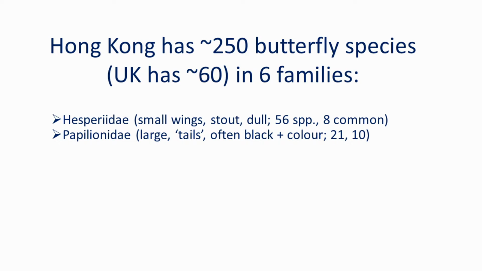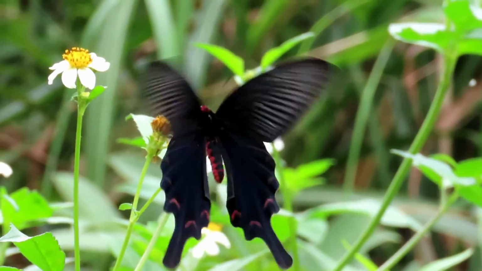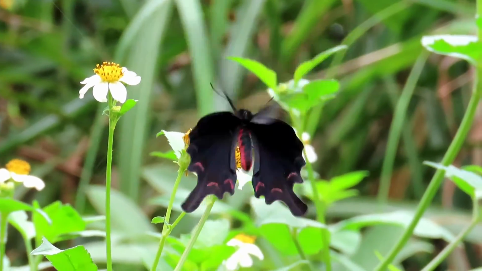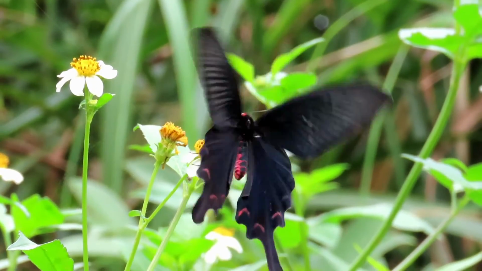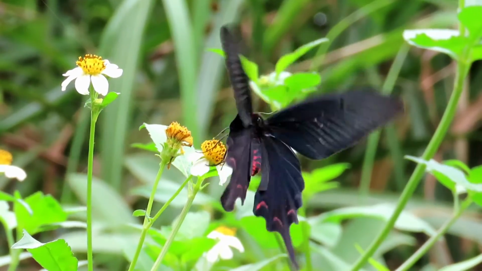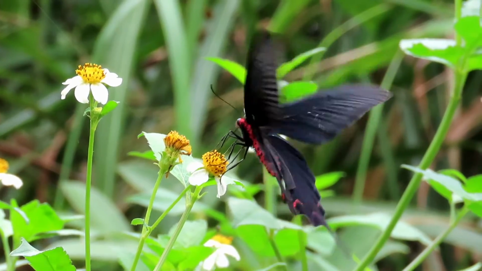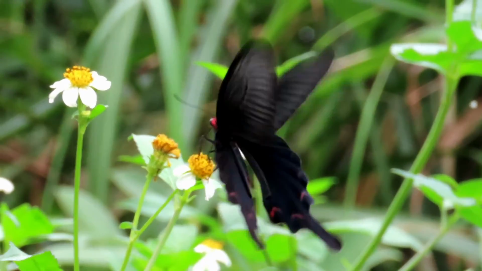And then we look at the Papilionidae. The Papilionidae are the large butterflies you see in Hong Kong, very common. They often have tails. They're often black with a little bit of color sometimes. This is a rare Byasa confusa in Hong Kong, but very common in terms of the form, this black form.